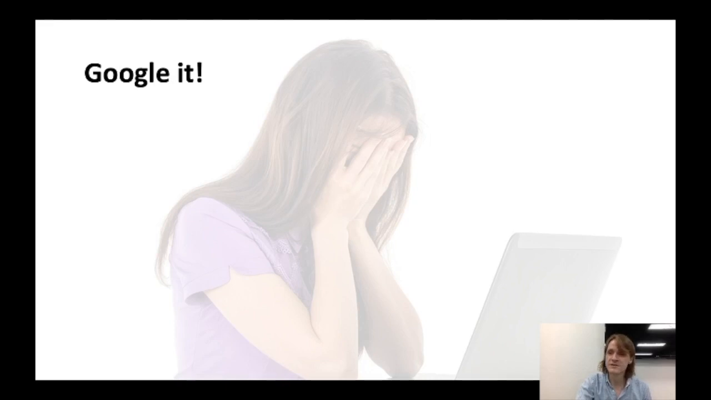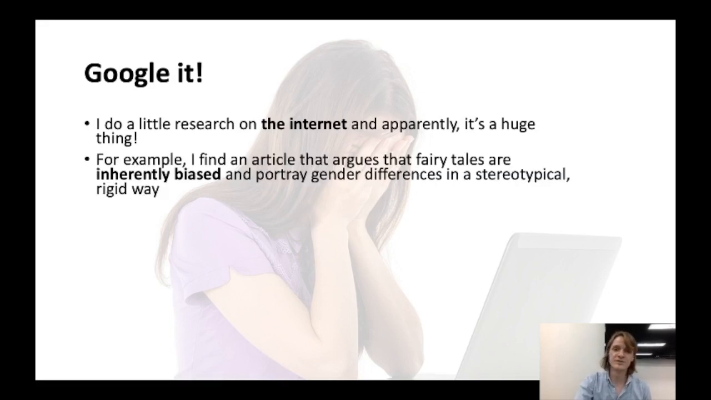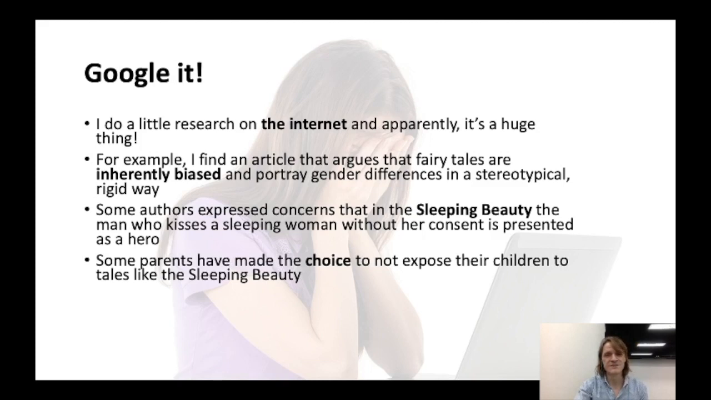So I Googled, can fairy tales be racially biased? I did a little research on the internet, and apparently I found out that it's a huge thing. I found an article, for example, that argues that fairy tales are inherently biased and they portray gender differences in a stereotypical, rigid way. One author, for example, expressed concerns that in The Sleeping Beauty, there's a man who kisses a sleeping woman without her consent, and that man is presented as a hero, which is a problematic situation from our contemporary perspective. And I never thought about it this way.